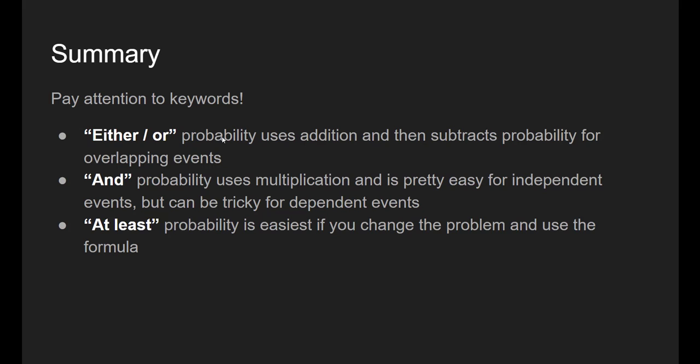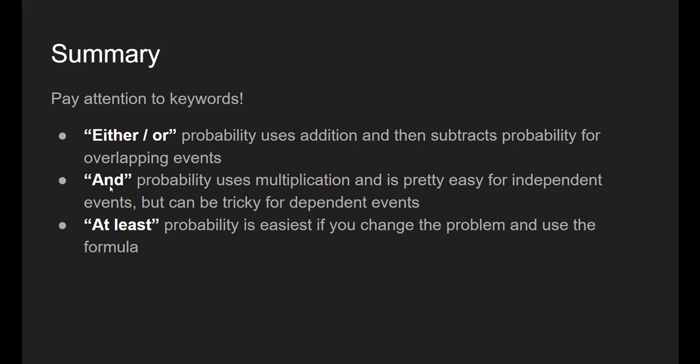And remember that if you have overlapping events, you will use addition to add the separate probabilities and then subtract the probability for that overlapping event, or for any overlapping events. This wasn't a problem if they were non-overlapping. You didn't need to subtract any probability. In that case, that probability would simply be 0. So for either-or probability statements, those are the keywords you want to look for. If you see either-or, then you want to use addition and subtraction.